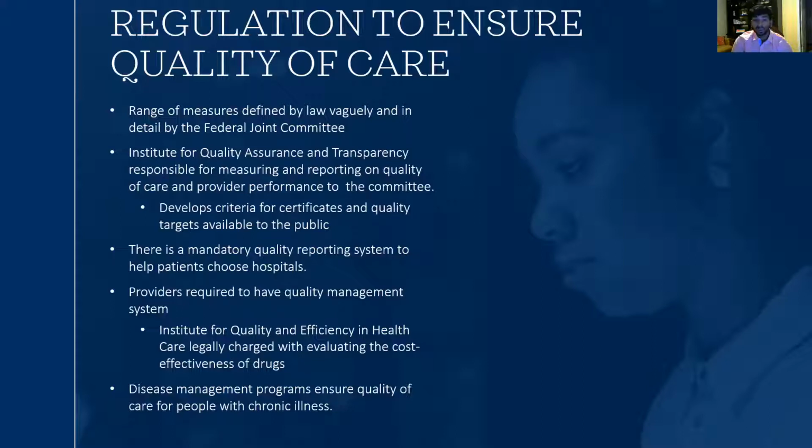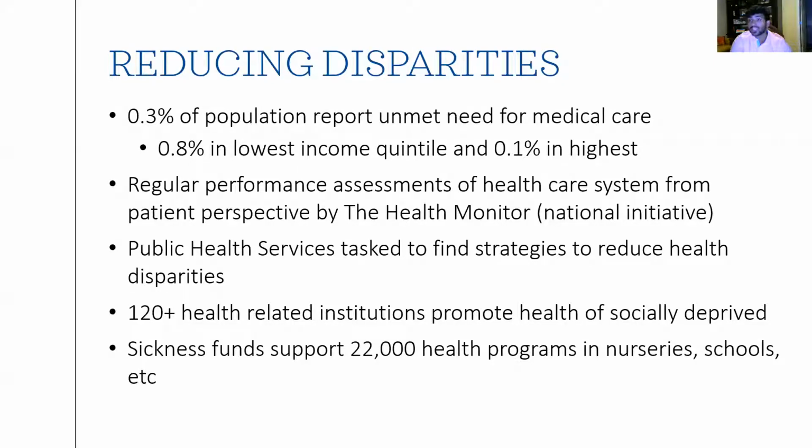Providers are required to have a quality management system, and the Institution for Quality and Efficiency in Healthcare is legally charged with evaluating the cost effectiveness of drugs. Disease management programs ensure quality of care for people with chronic illnesses. So, reducing disparities. With the German healthcare system, only 0.3% of the population report unmet need for medical care, and 0.8% report unmet needs in the lowest income quartile, and only 1.1% in the highest income quintile report unmet needs. So this shows that there's pretty much good access to healthcare.